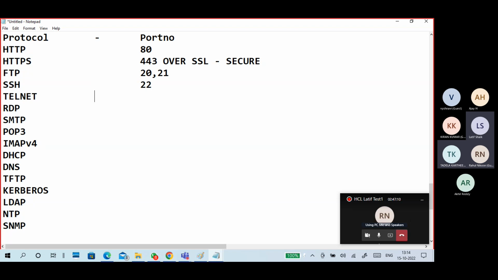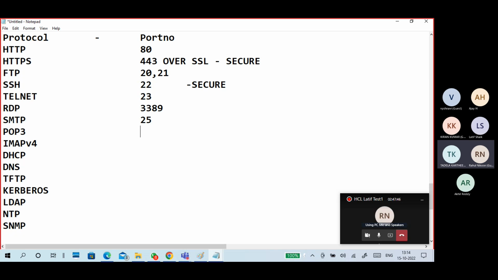SSH 22, Telnet 23, RDP 3389. These three protocols are for remote access, SSH and Telnet. SSH is secure. The difference is, it is more secure than Telnet. Secure means there is an encryption. SSH has encryption, Telnet has no encryption.